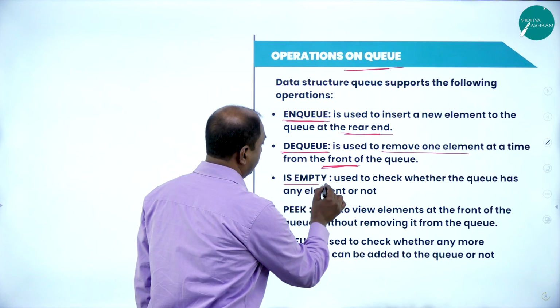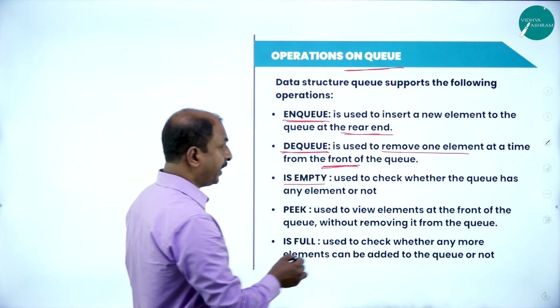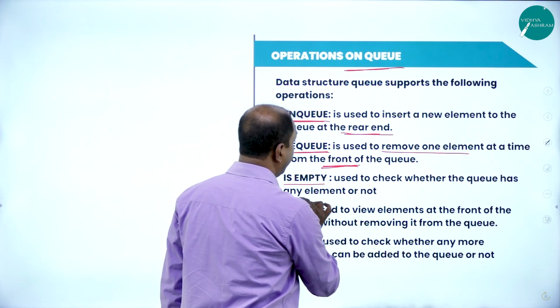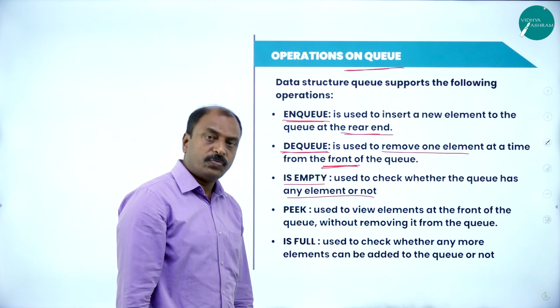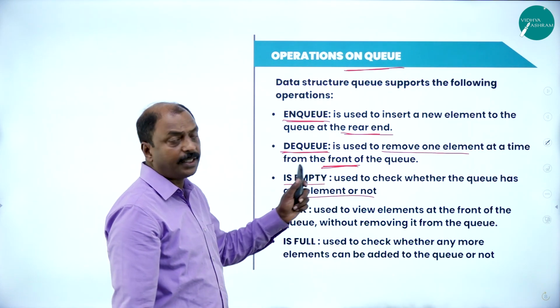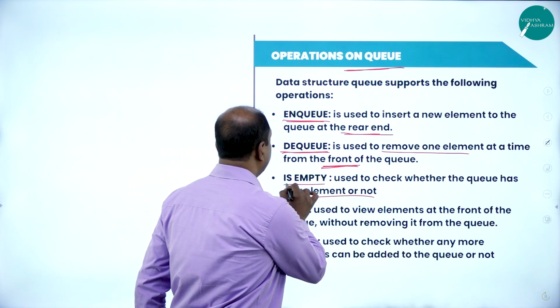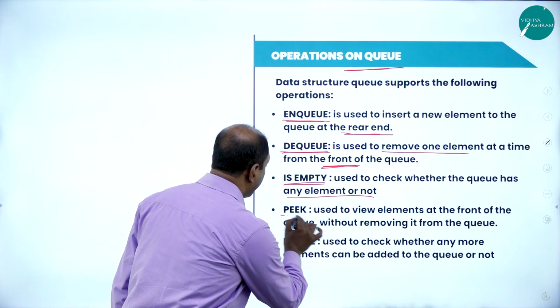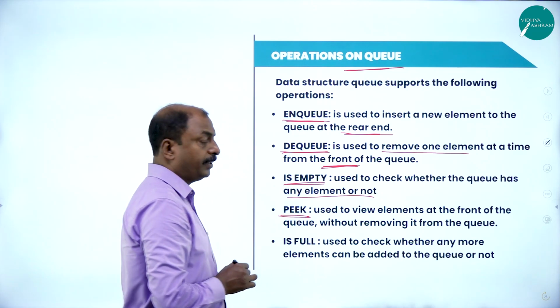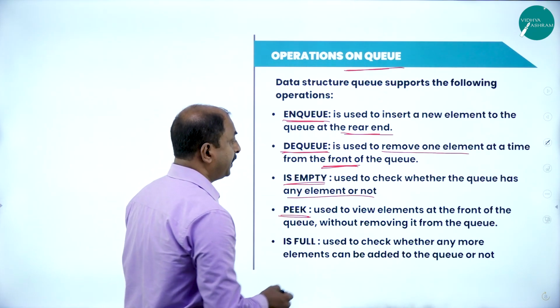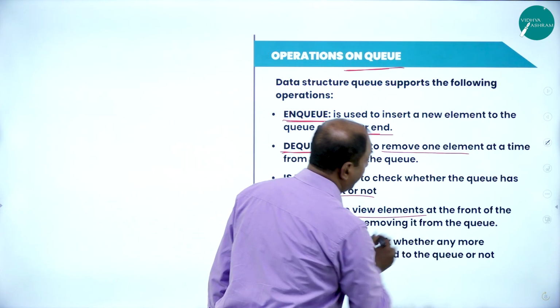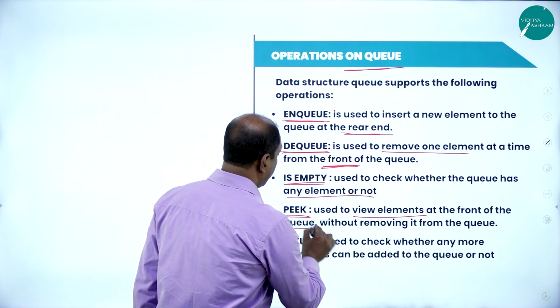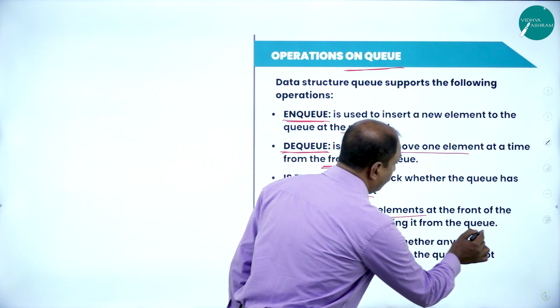Is empty. It is used to check whether the queue has any elements or not. To find out whether the queue is empty or not, we use the is empty operation. Next one is the peek function or peek operation. What is the definition of this? It is used to view the element at the front of the queue without removing it from the queue.